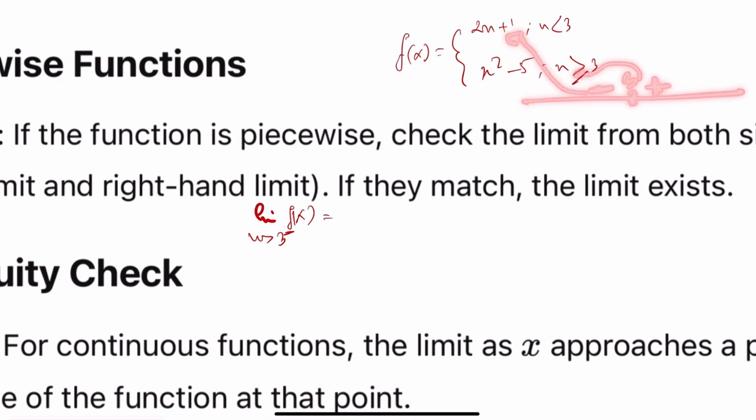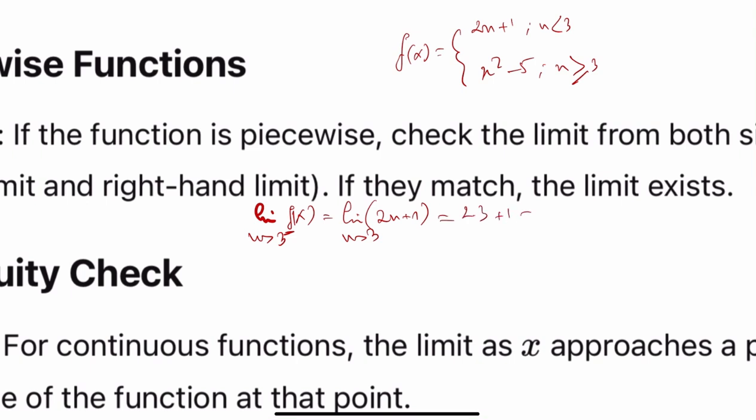So we will apply our function in this case as follows. It is equal to the limit of 2x plus 1 when x goes to 3, which gives us, you just substitute 3 there, 2 times 3 plus 1, which is 7. However, if you are looking for the limit of f of x when x goes to 3 from the right side, you take the right side function, which is this. So it is equal to the limit of x squared minus 5 when x goes to 3. Same thing, you just substitute there and you will get your limit.